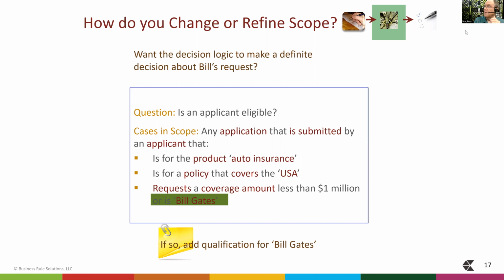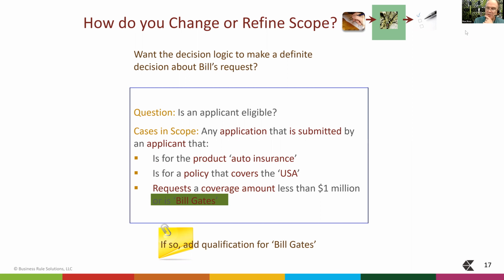So also to illustrate verb concepts in SPVR, notice cases in scope says any application that is submitted by an applicant. So that's another verb concept. That's another predicate, if you will. And SPVR would have you standardize that in the sense that if anybody's going to talk about the relation between application and applicant, and they mean is submitted by, they ought to be using that vocabulary, not some other vocabulary that's at odds with how other people might articulate and express it. Okay, well, I got off on a little bit of a tangent there about verb concepts in SPVR, but let's come back to Bill Gates.